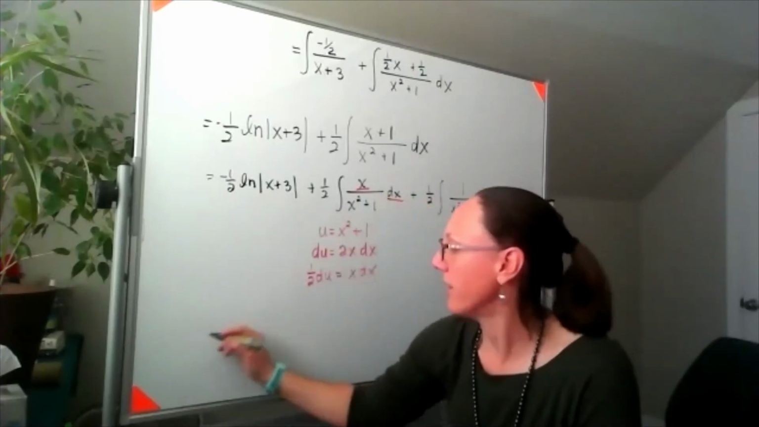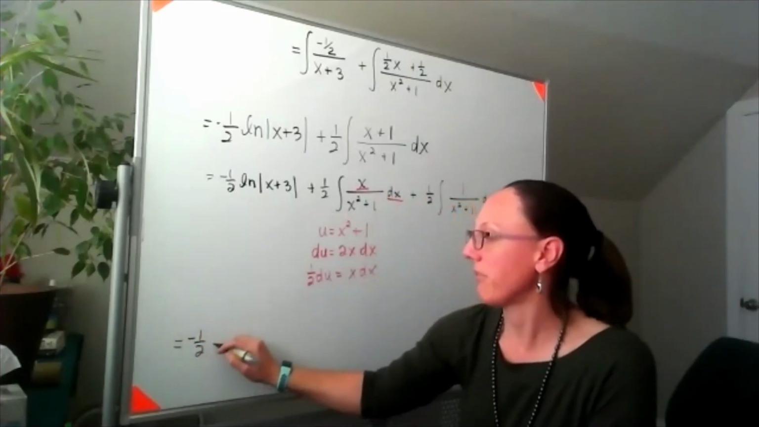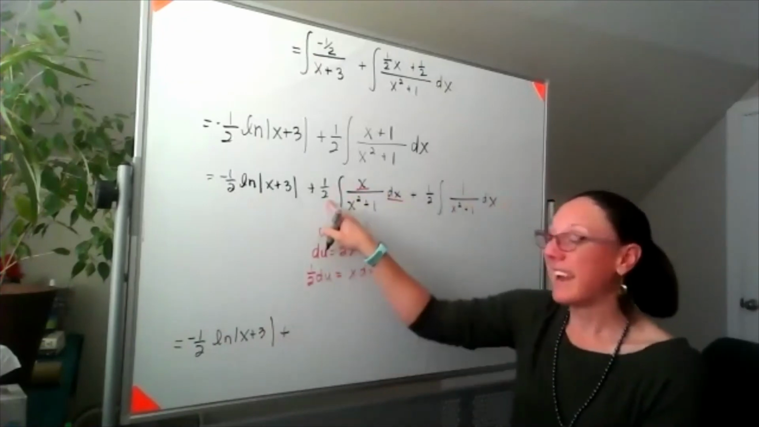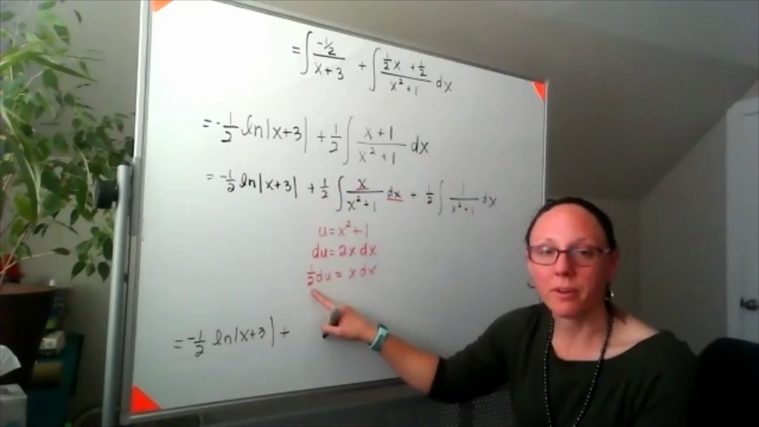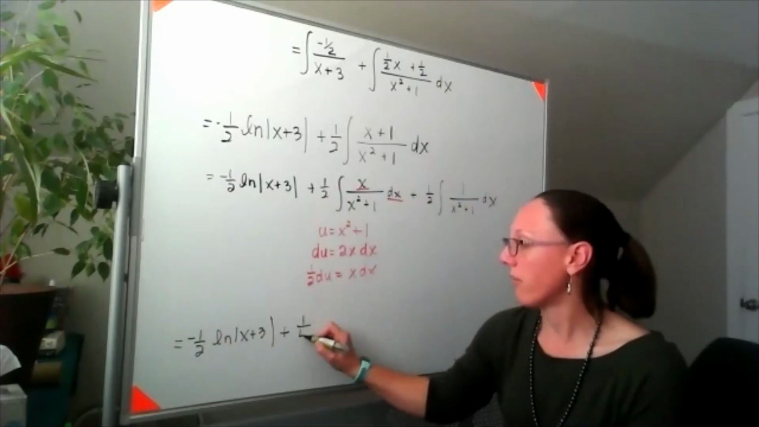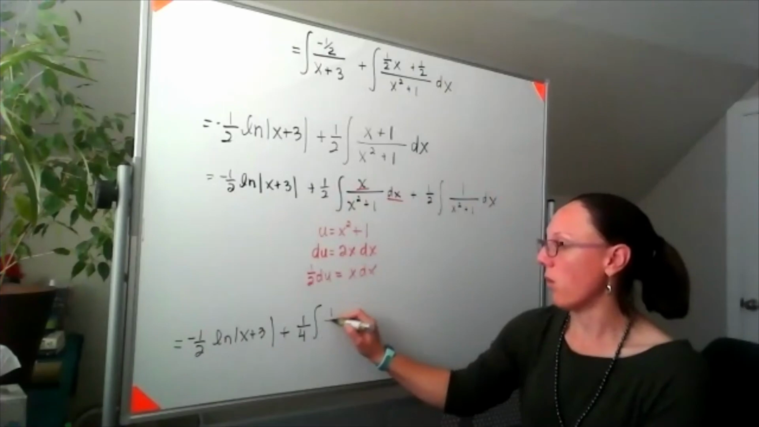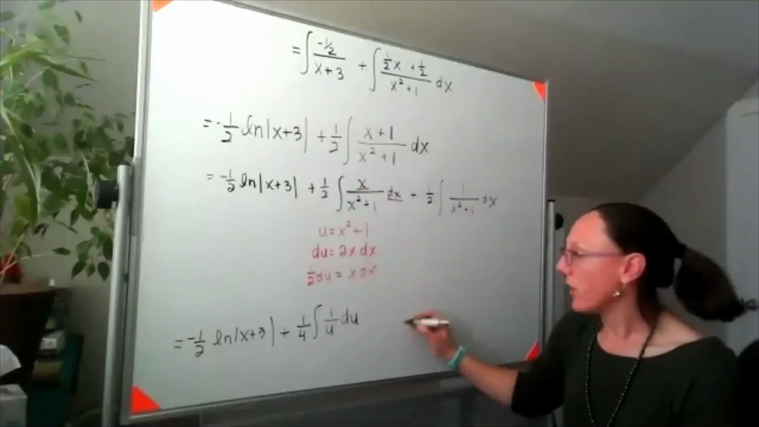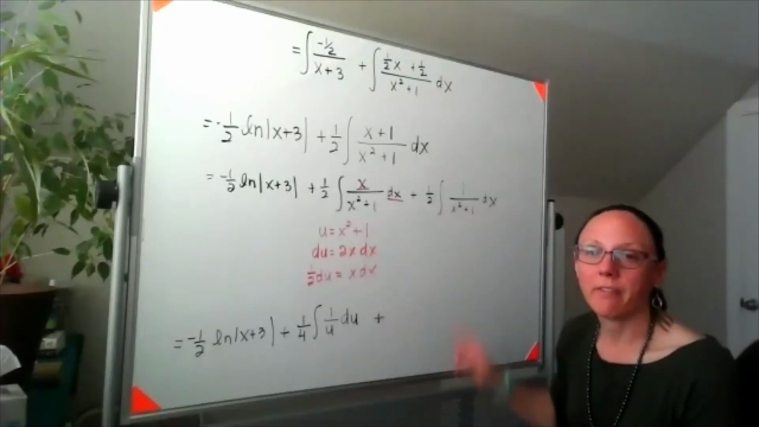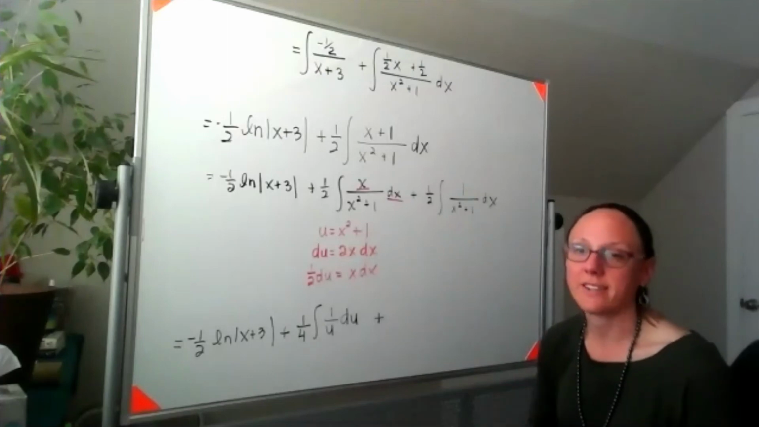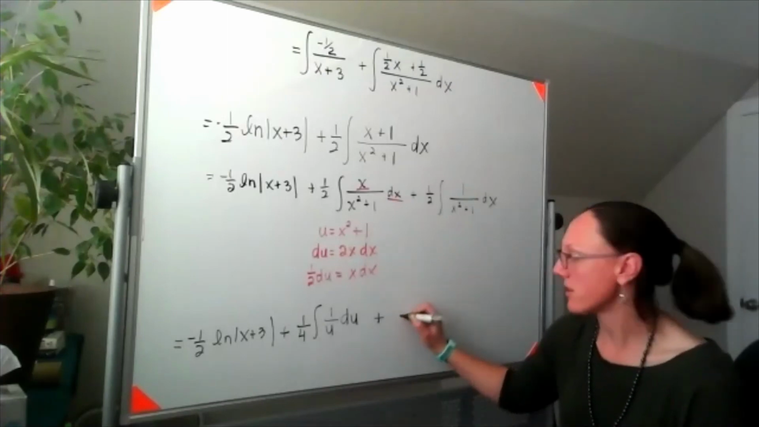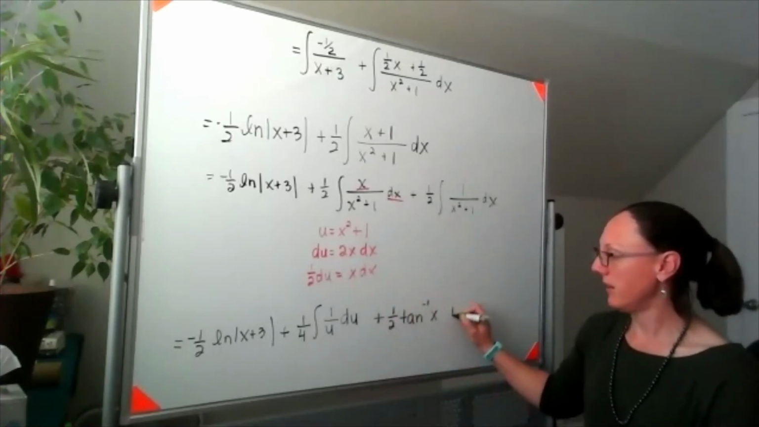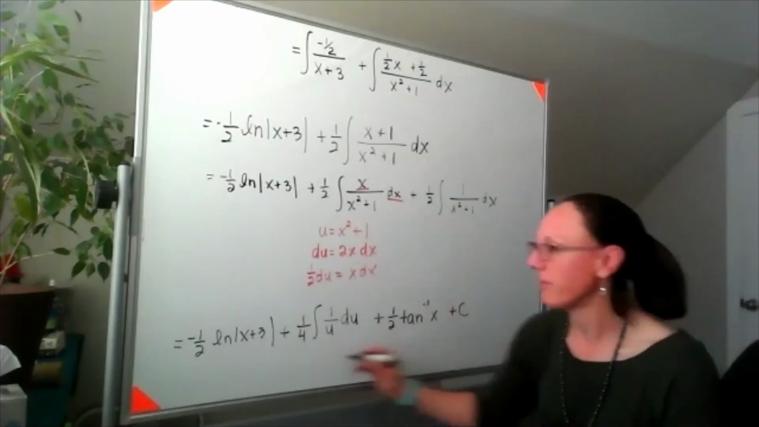Bringing this one along for the ride, got negative 1/2 natural log of x plus 3. Rewriting this, I have this 1/2 and another 1/2 that's coming from my du. So I'd have 1/4 the integral of 1 over u du. And this last one, hopefully we're starting to recognize whenever I have 1 over x squared plus 1, that's arctangent, or tan inverse. So that's going to be 1/2 tan inverse of x. I'll go ahead and add in our plus c.